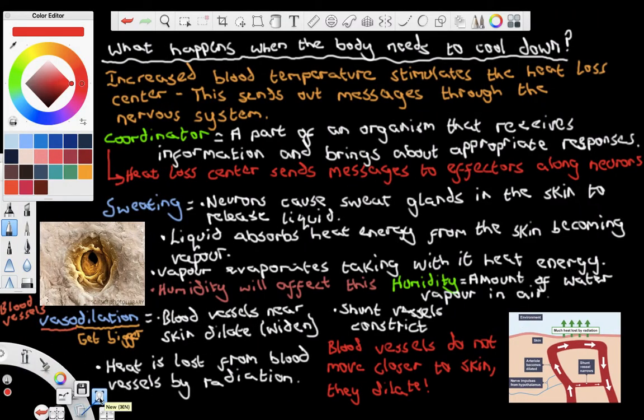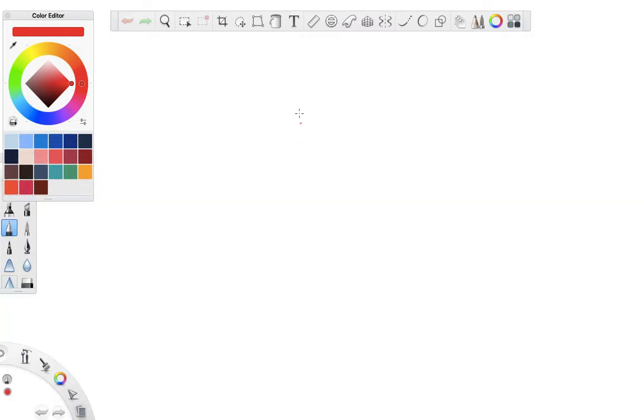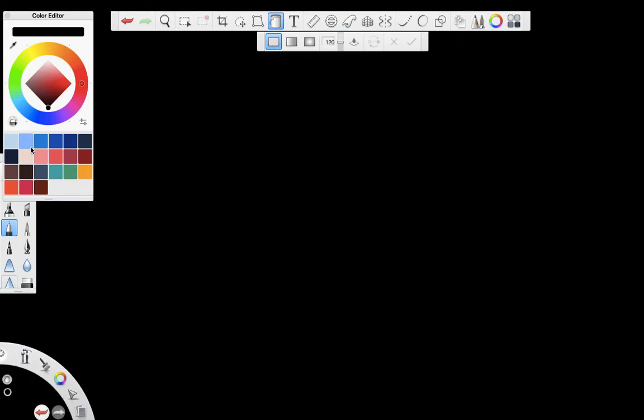I'm going to have to clear this screen, however, we are carrying on with the same thing, because I haven't got enough room. I was hoping we would, but we haven't.